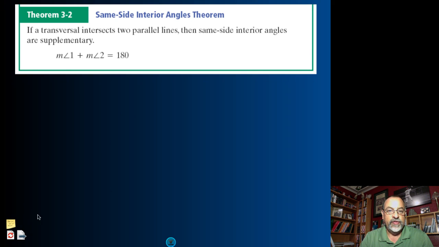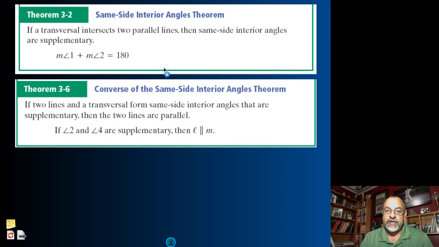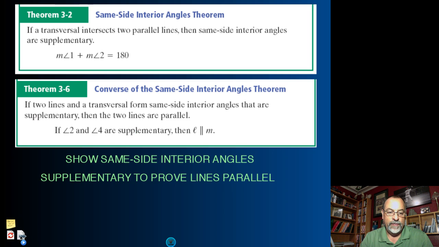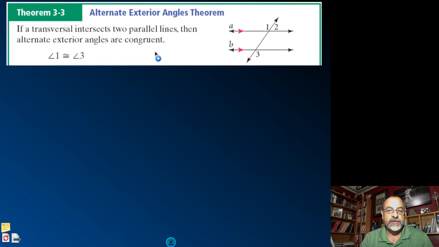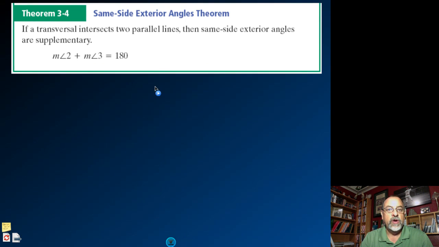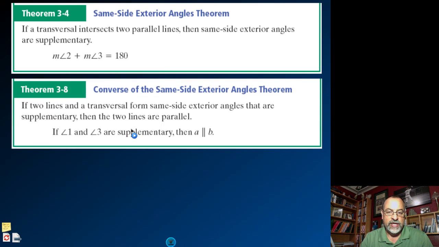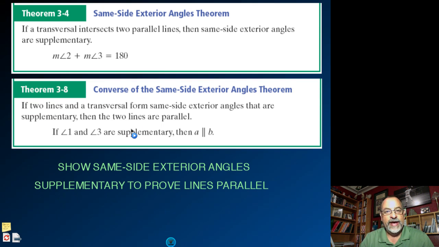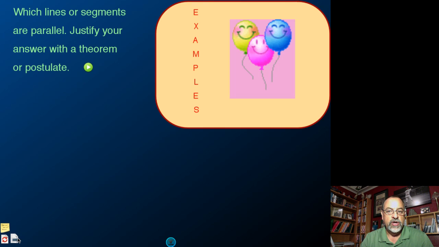Or if the same side interiors were supplementary, then the lines would be parallel. Or if the alternate exteriors were congruent, then the lines would be parallel. Or if the same side exterior angles added up to 180, then the lines would be parallel. So if it's ever your task to prove that lines are parallel, then all you have to do is try to fulfill one of those 5 conditions, and if any one of those 5 are met, then you have parallel lines. So this entire lesson's all about doing that.